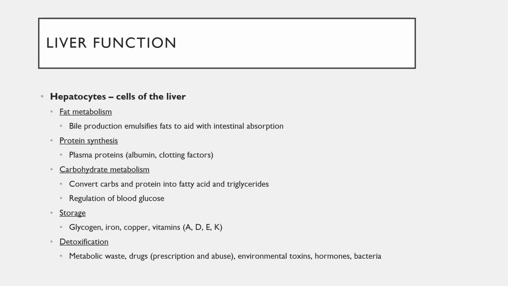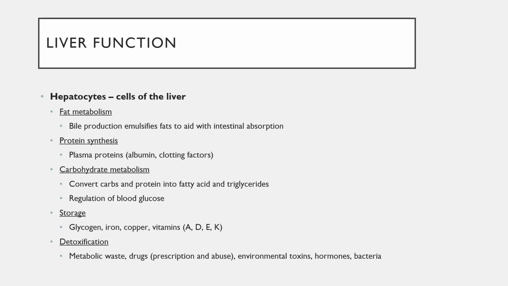Protein synthesis. The liver produces major plasma proteins like albumin and clotting factors. Fun fact, if albumin drops, fluid leaves the vasculature and patients can develop ascites. So when you see a distended abdomen clinically, think failing hepatocytes.